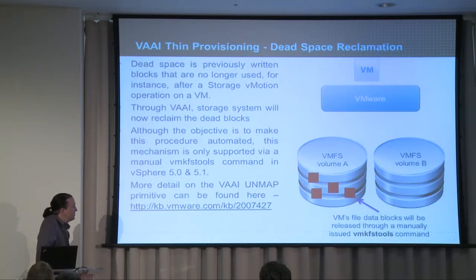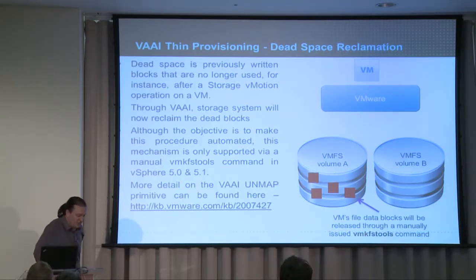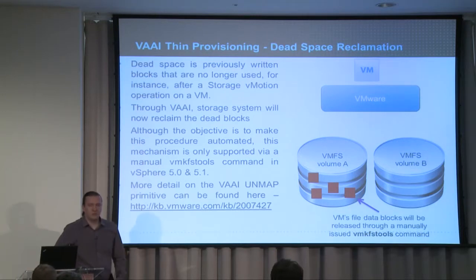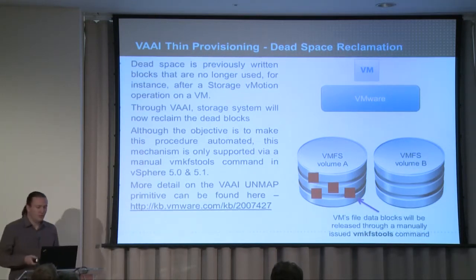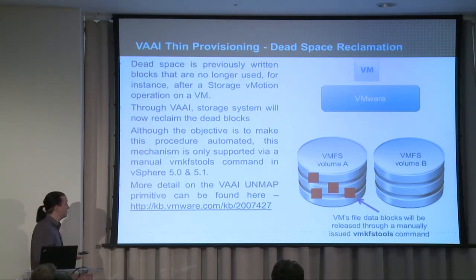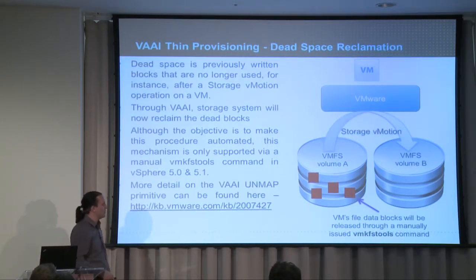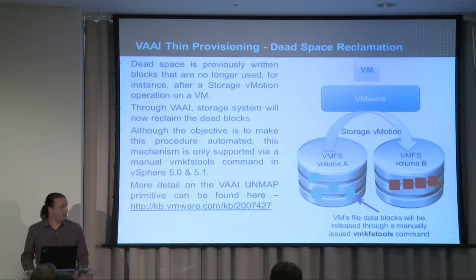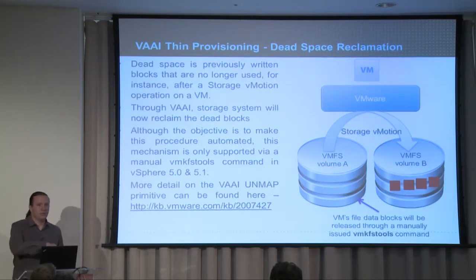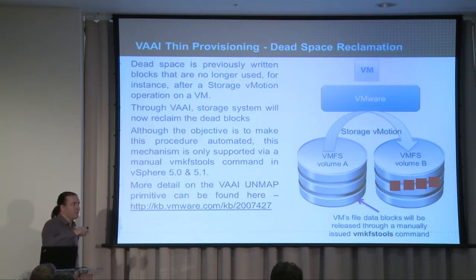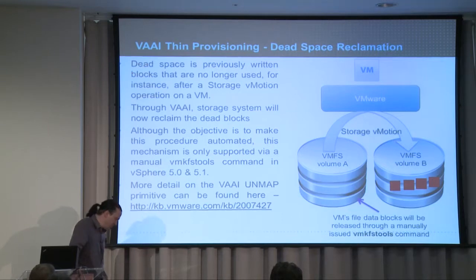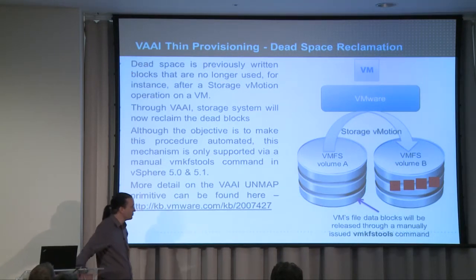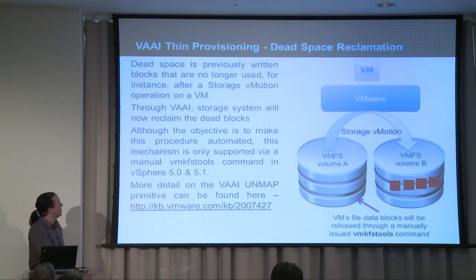When blocks are no longer in use, when you have a deletion or a storage vMotion, they tend to hang around. What you can do is use the VAAI UNMAP primitive. When you do a storage vMotion and your VMs have moved around, it can remove the shadow blocks, because otherwise you can get proper out of space messages when really you've got loads of space left, because in fact you've just got blocks lying around.